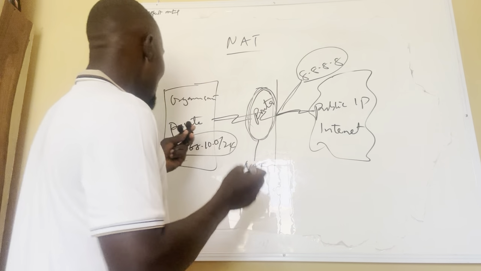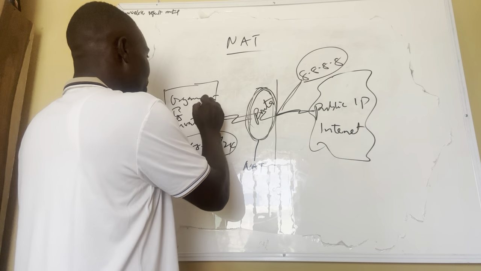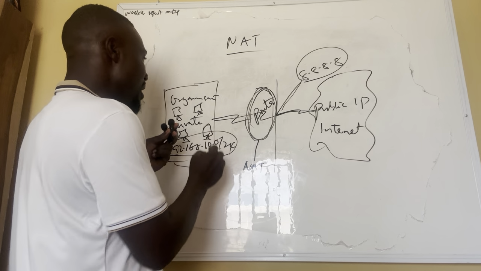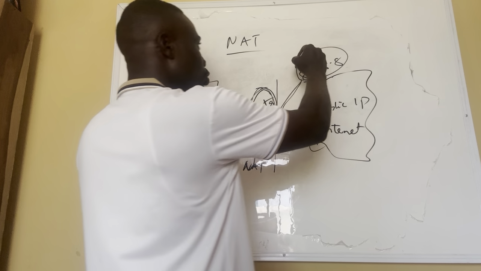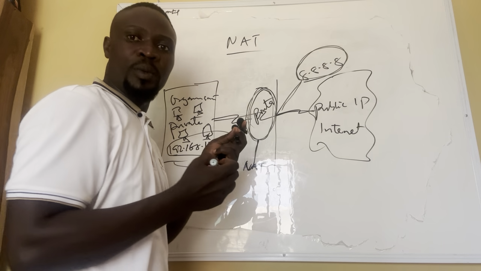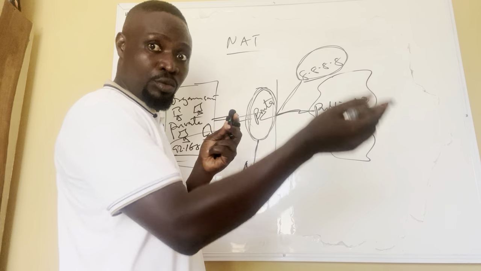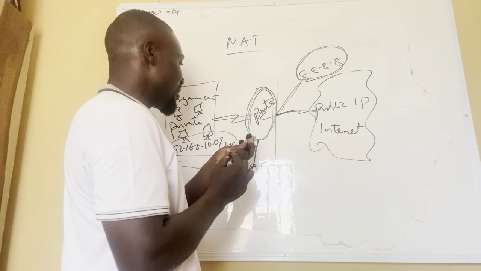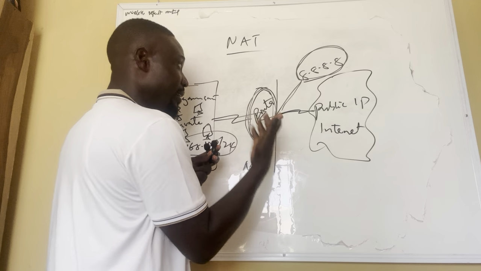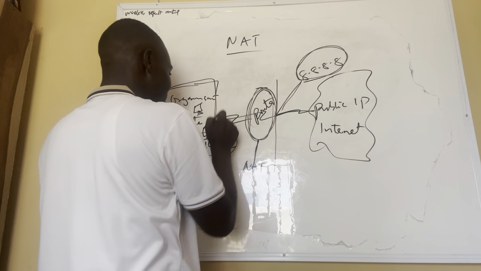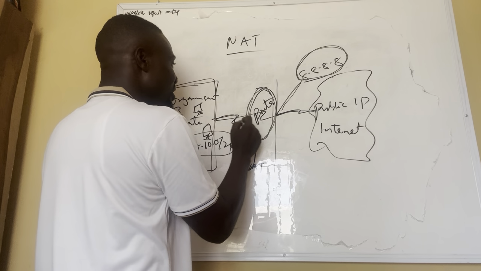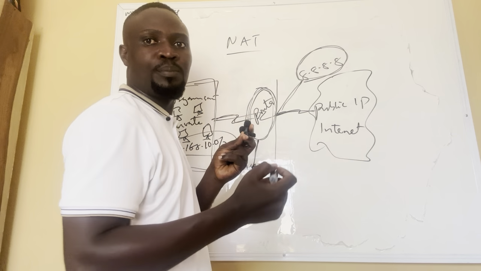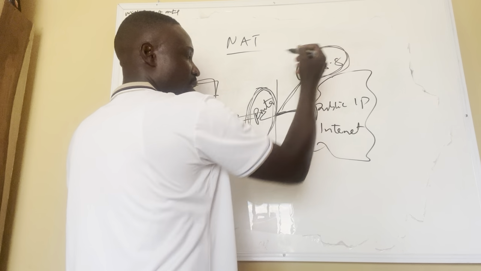Okay, so you have many systems inside this place, many systems used by the employees, and with the aid of NAT, you are able to use just this single public IP address issued to you by your service provider. Okay, so NAT is that technology or technique that allows many devices within your organization to go to the internet through just a single public IP address. In this case, this is the example.